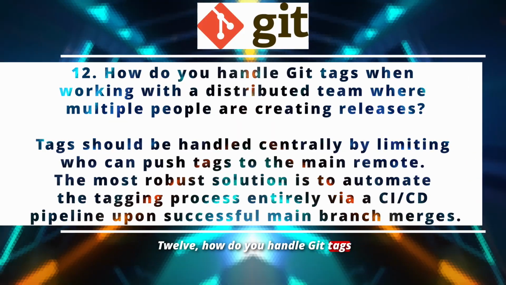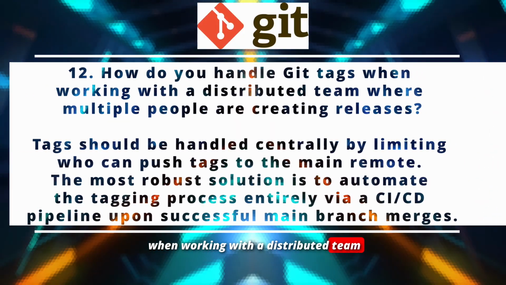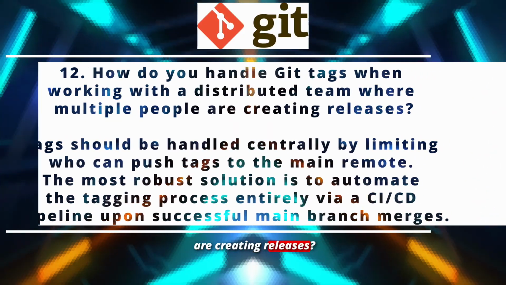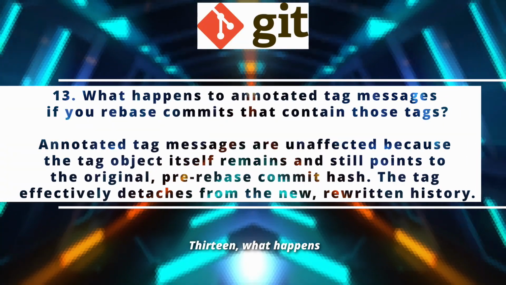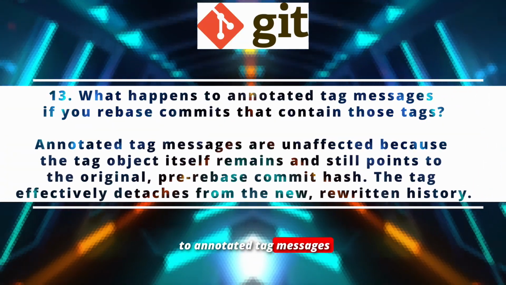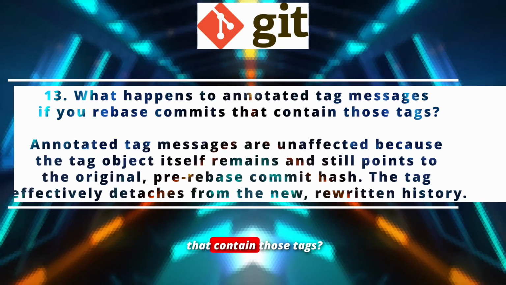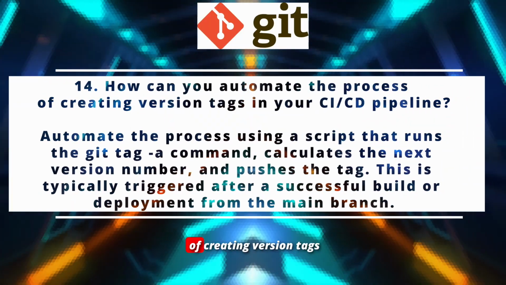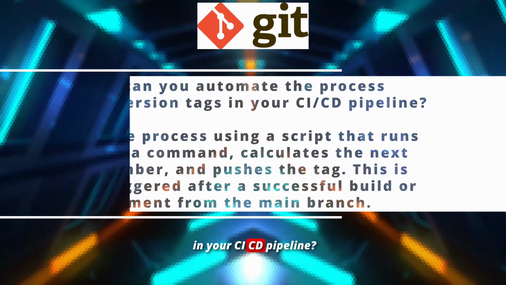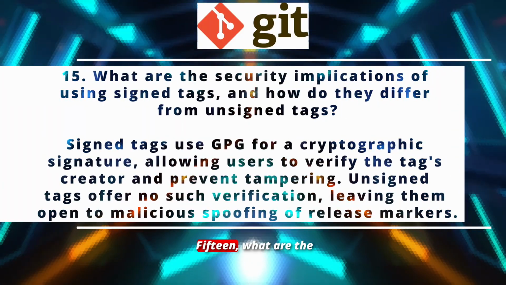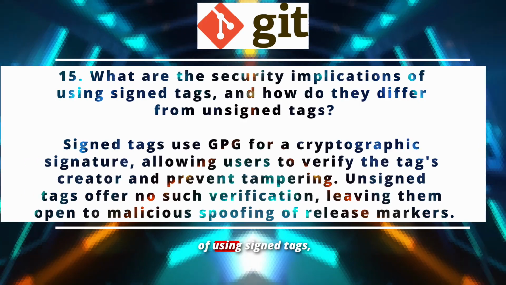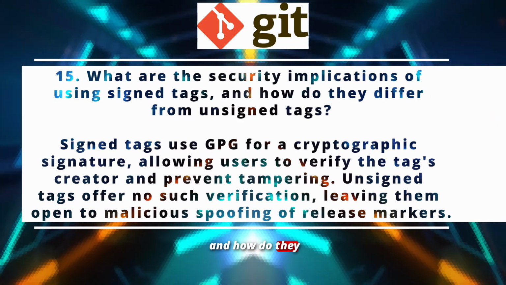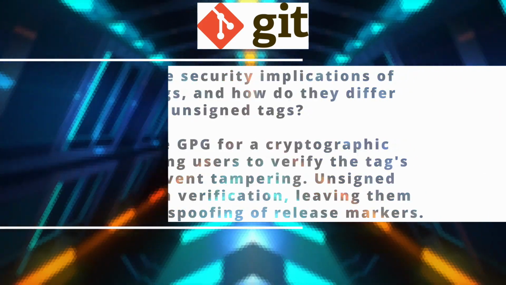12. How do you handle Git tags when working with a distributed team where multiple people are creating releases? 13. What happens to annotated tag messages if you rebase commits that contain those tags? 14. How can you automate the process of creating version tags in your CI/CD pipeline? 15. What are the security implications of using signed tags, and how do they differ from unsigned tags?